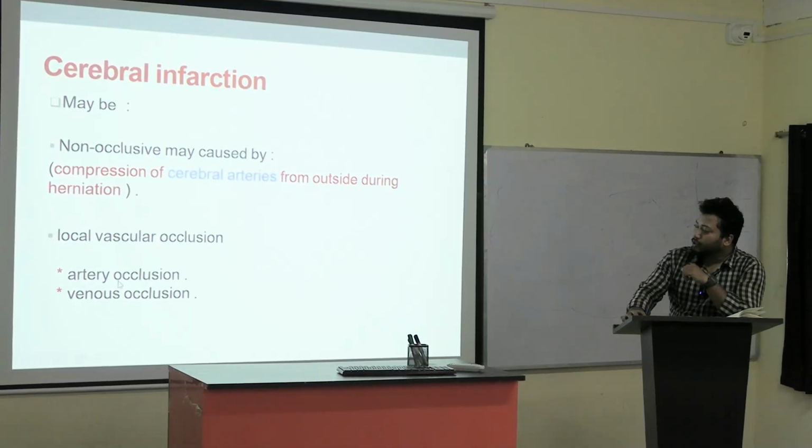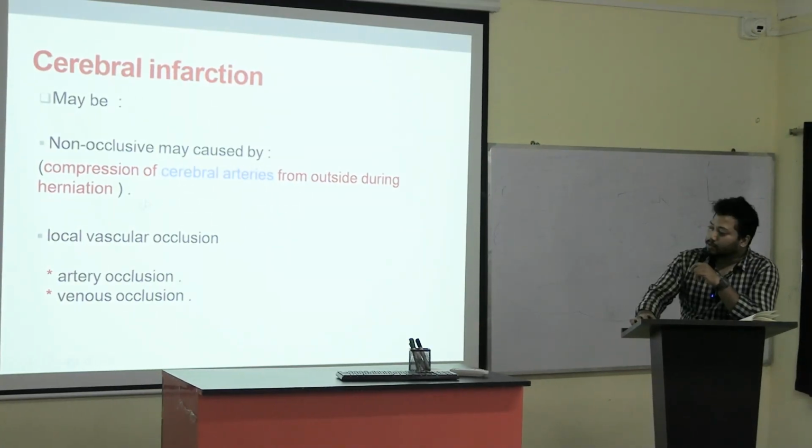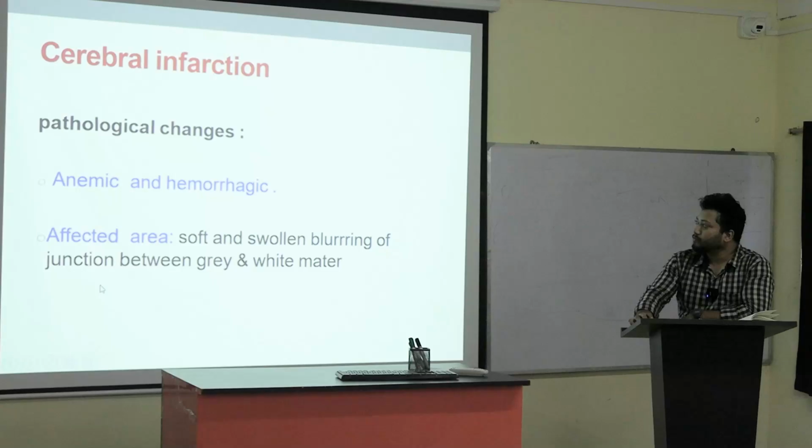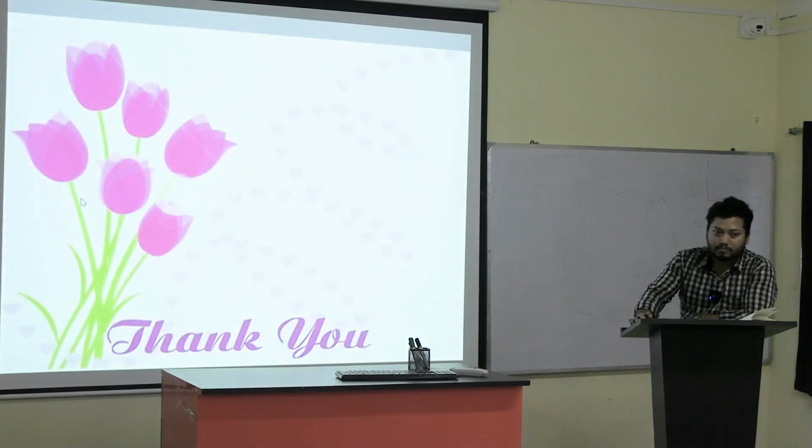Occlusion due to artery occlusion or venous occlusion. This one is because of herniation. This one is because of artery occlusion. This is the CT scan of the brain. See here, it can be due to cholesterol, which is atherosclerosis, or due to a thrombus getting lodged within the cerebral artery. The area will get less blood, and gradually it will become darker in color. Understood?